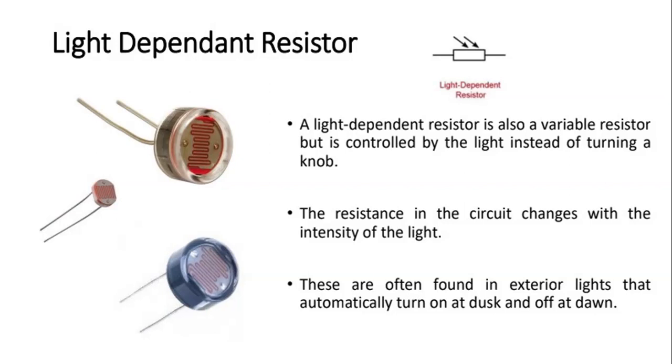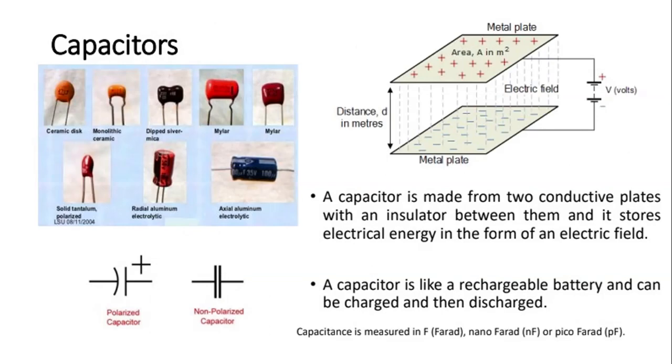surface. These are often found in exterior lights that automatically turn on at dark and turn off at dawn. As we know, at night if we need to turn on the LED or the light, then on that basis, as the intensity of light gets less, the connected output LED will turn on. If the intensity of light applied on the LDR is high, then the LED will turn off. So this is the way to design the circuit, and this is one of the components which can be used for that particular circuit design.